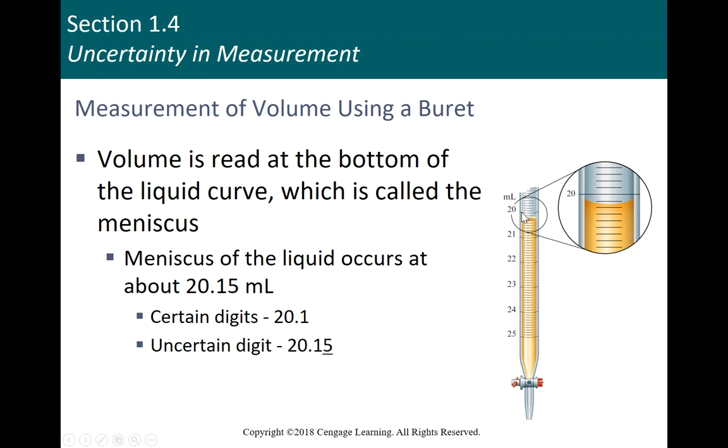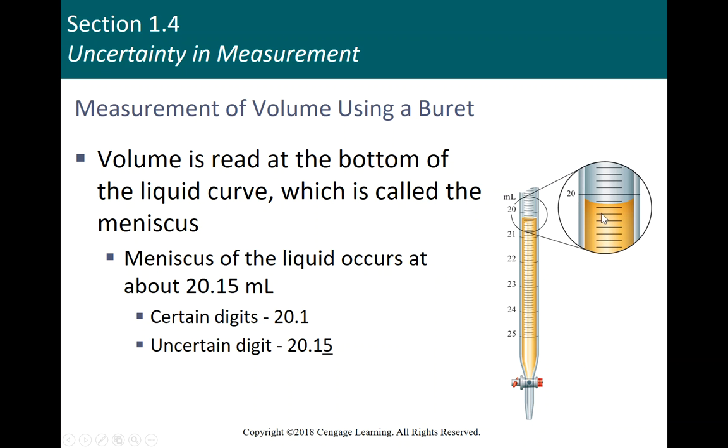So if we look, this is a burette, reads backwards, so our measurement's going to be somewhere between 20 and 21, and it looks like there are 10 increments between 20 and 21. But for sure, everyone can say this is at least 20.1. Okay, so those are our certain digits, 20.1. We are going to guesstimate the next digit, and that's going to be our uncertain digit. So this tells us that the volume of liquid in there is 20.15 milliliters.